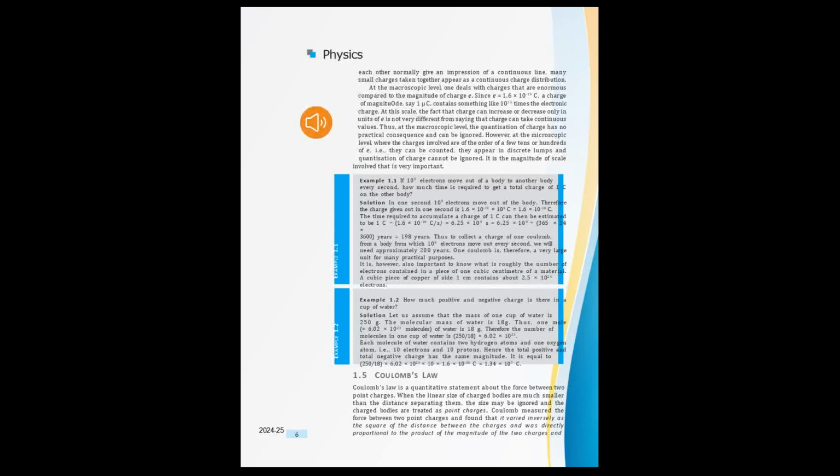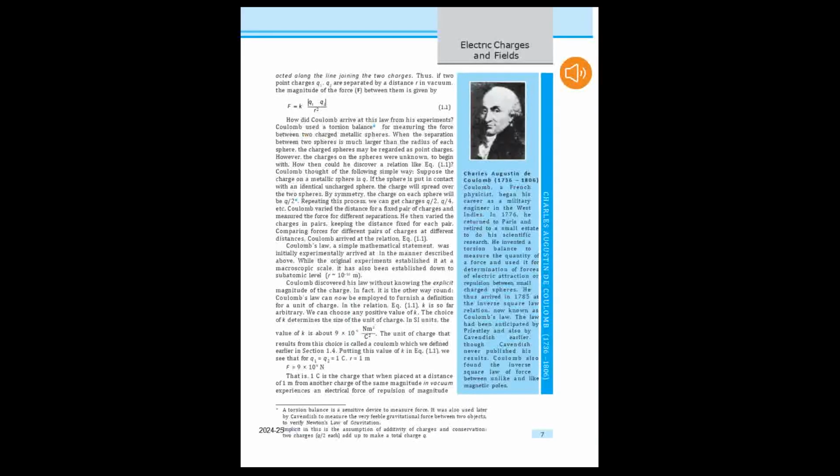Coulomb measured the force between two point charges and found that it varied inversely as the square of the distance between the charges, was directly proportional to the product of the magnitudes of the two charges, and acted along the line joining the two charges. Thus, if two point charges Q1 and Q2 are separated by a distance r in vacuum, the magnitude of the force between them is given by F = k Q1 Q2 / r².